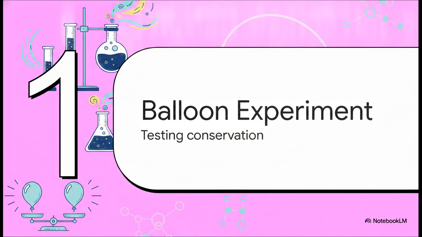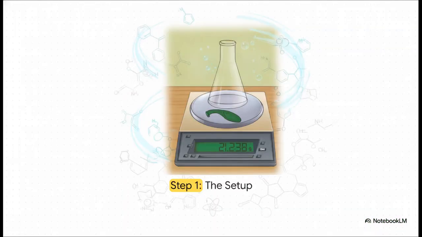The balloon experiment. We are going to figure this out with some solid visual evidence right here in our virtual lab. Take a look at this setup. We've got a digital weighing balance, and sitting on it is a flask with about 20 milliliters of vinegar. Right next to it is a green balloon holding around 2 grams of baking soda. Keep a close eye on that exact total mass displayed on the scale right now before anything happens.